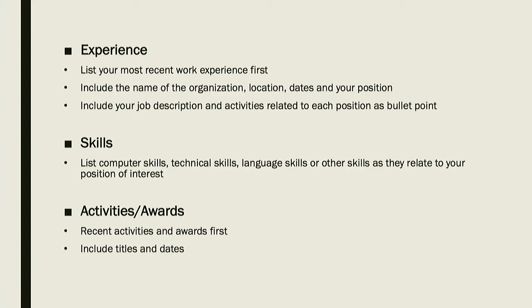The next section that you add in your resume is your experiences. And like your education, you should always list your most recent work experience first and then go down to the older ones. Include the name of the organization, location, date, and your position. And also you have to describe what you did, all the activities related to each position, as bullet points. The reason that you should write it as bullet points is to make it a summary of what you have done, so that they know what the main things were that you did at that job position.